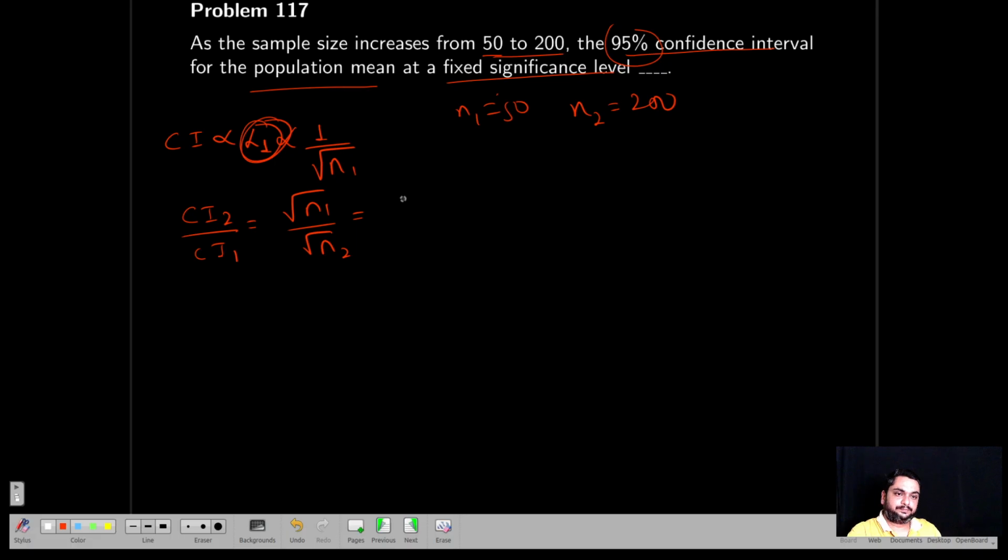So this is 50 divided by square root of 200. This will be equal to 1 by 2, or 50%. Okay, this is nothing but what? The length of that confidence interval divided by length. You can calculate using the values, but it will take more time. You just get the same answer. Logical.